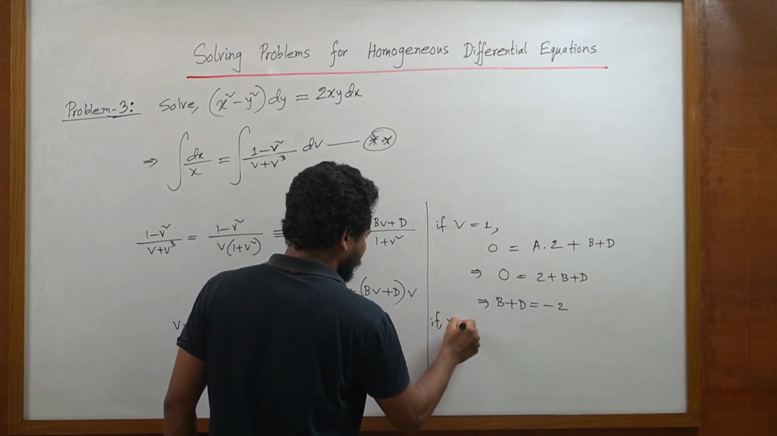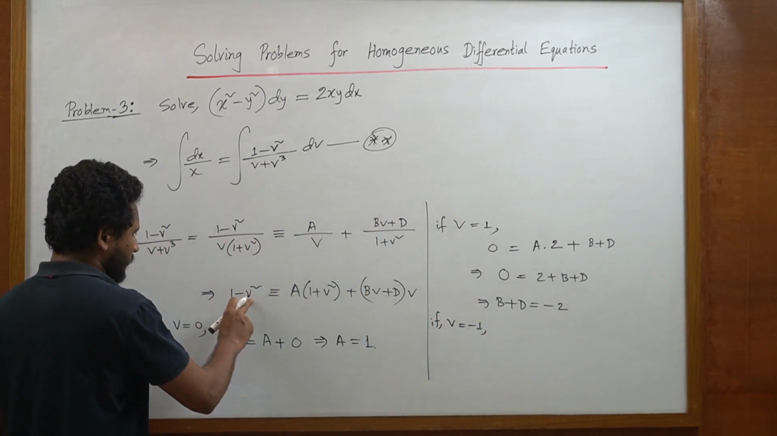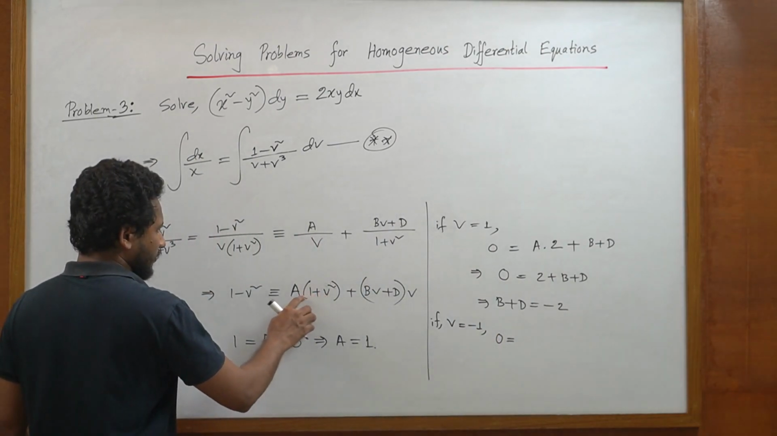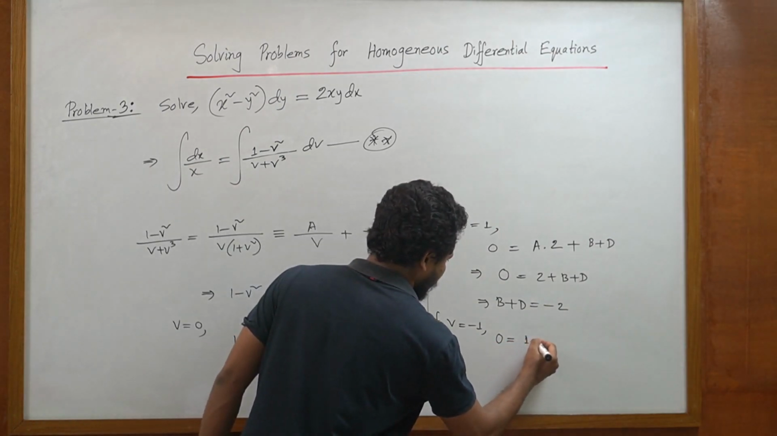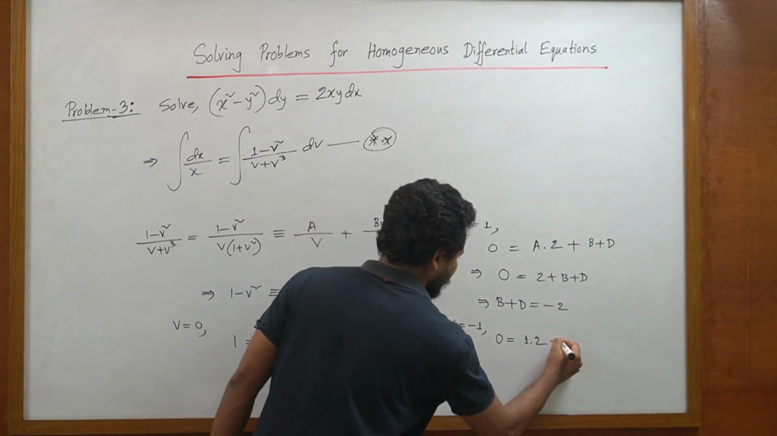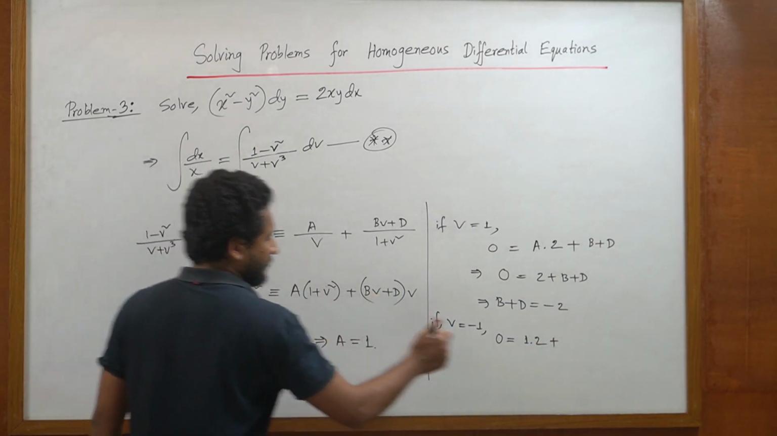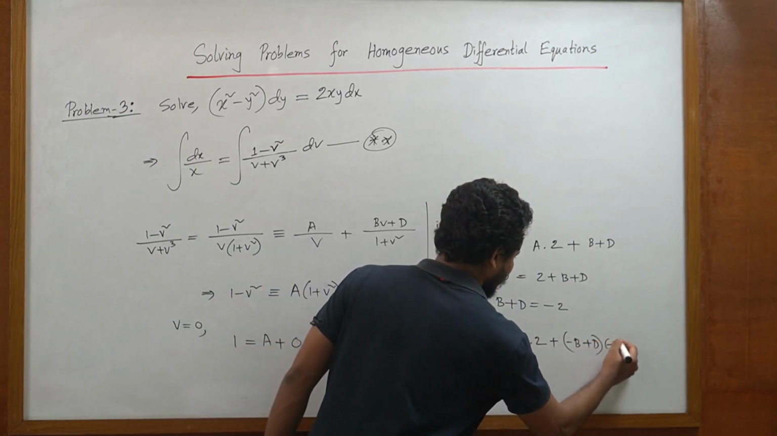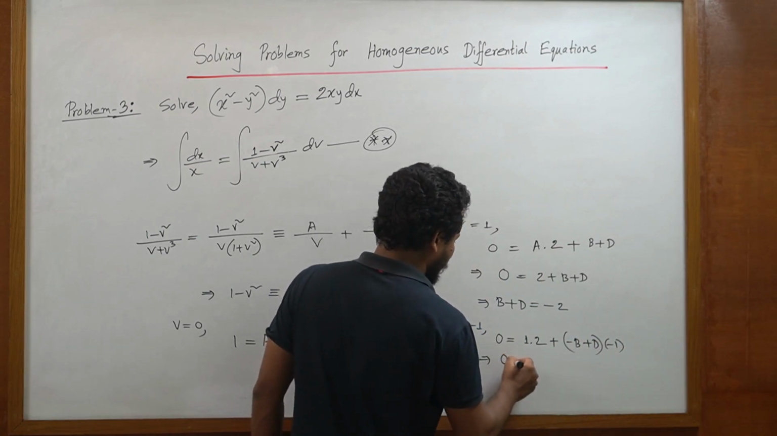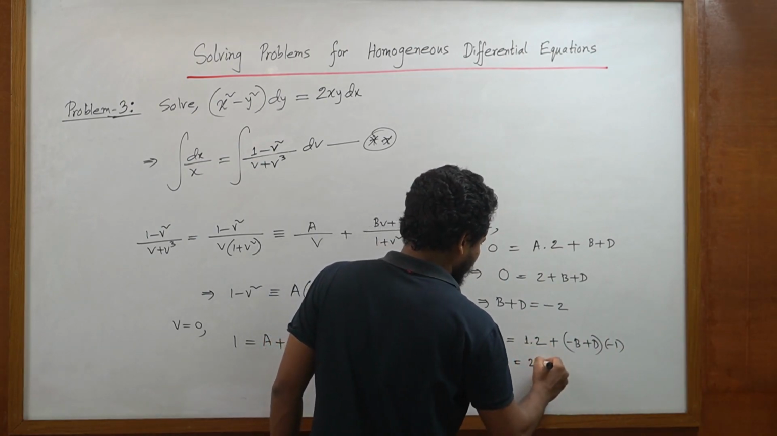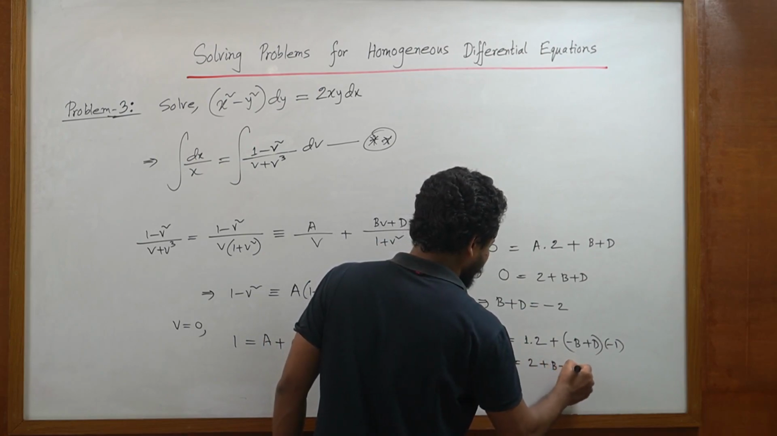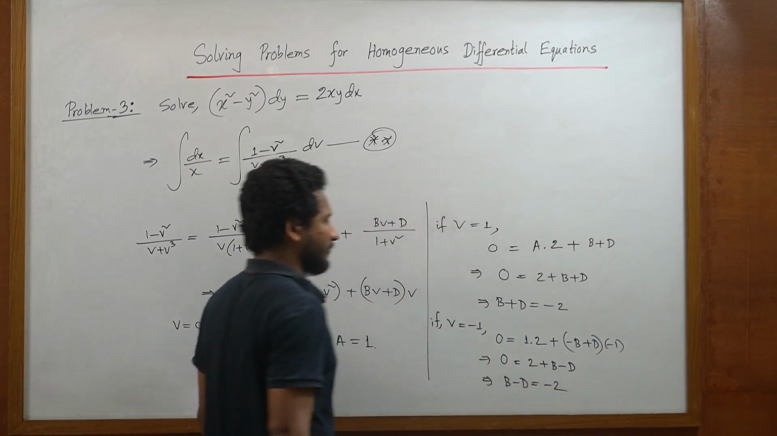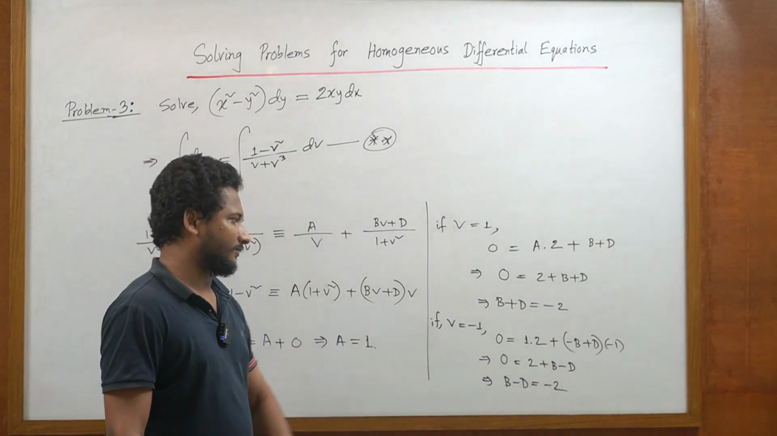If v equals minus 1, then we get 1 minus 1, 0, 0 equals 1 plus 1, 2, a is 1, so 1 into 2 plus minus 1 into (minus b plus d) into minus 1. So we get 0 equals 2 plus b minus d. Okay, so we will get b minus d equals minus 2.